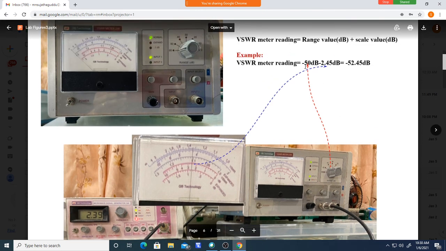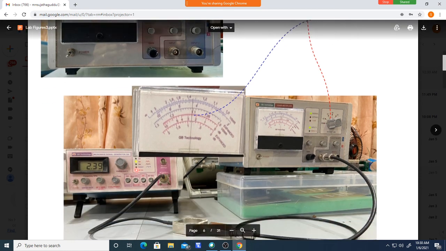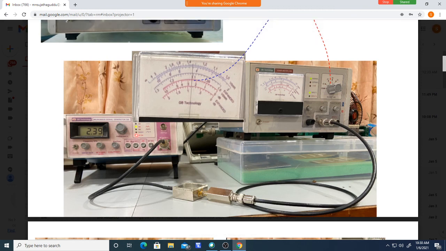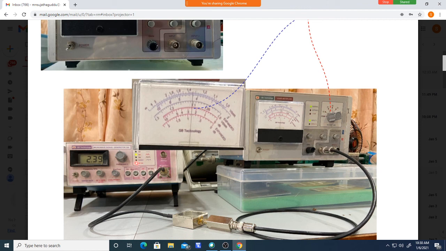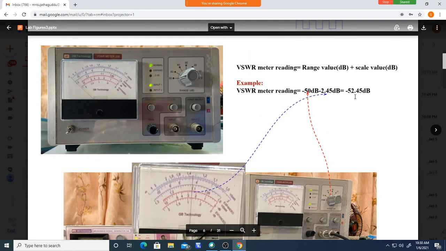This is the 50 range, the range value, and this is the scale reading. The addition of these two, both negative, gives minus 52.45 dB. Like that we can read from the VSWR meter. As I said, this must be at maximum position, and these two should be in released position. If we keep these two in released position, normal mode will turn on. Normal mode operation, scale must be here, the 0 to 10 dB scale you should read. Whatever you set here, this value you should add to the reading. So minus 52.45 is the value.